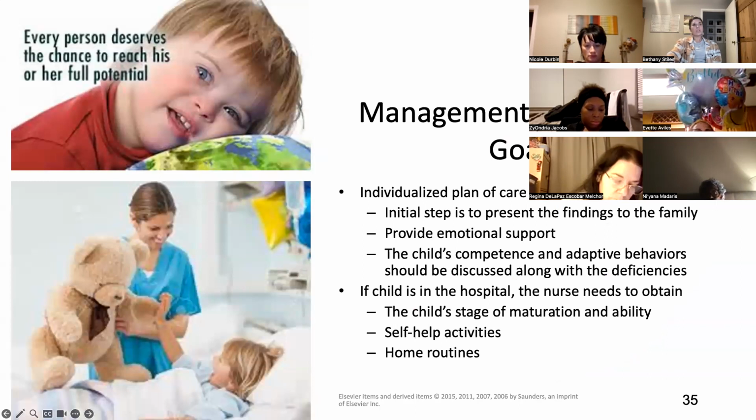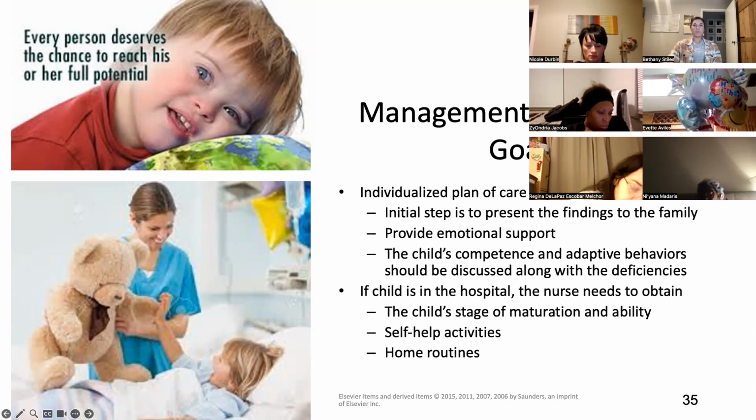Like we talked about, we need an individualized plan of care. So making sure that we are really focused on what's important to the family, giving them that emotional support, making sure that we're having the best outcomes for the child. In the hospital, it's important that we know the child's stages of maturation, their abilities, what they can do on their own versus what they need help with, and then what their home routines are so that we can try and incorporate those as much as possible.